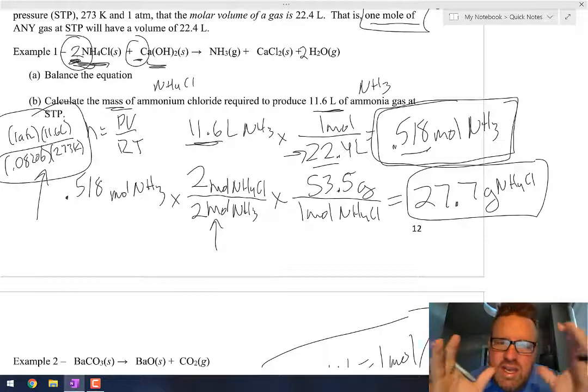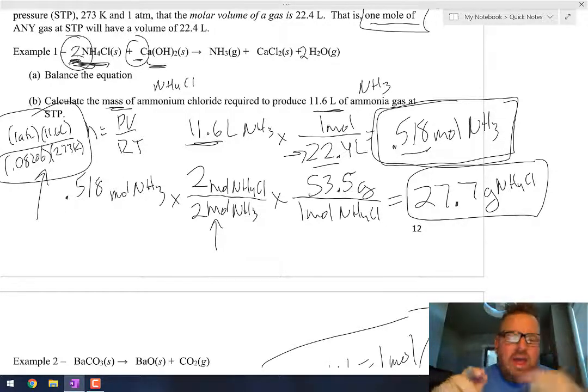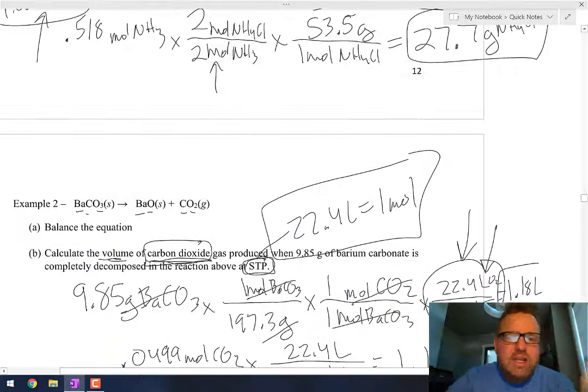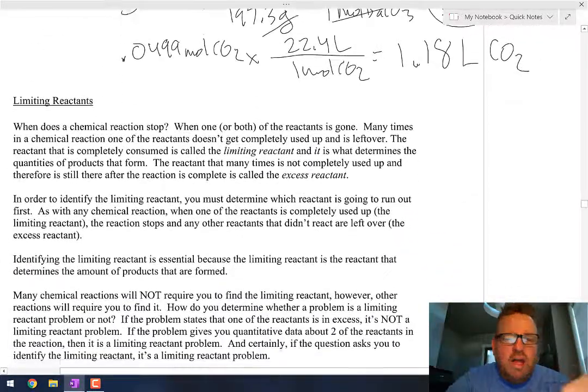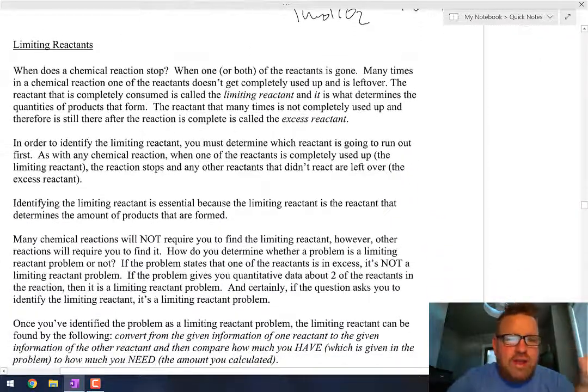Okay, just like in any chemical reaction, a chemical reaction happens and continues to happen until one or both of the reactants is gone. Okay, and so a lot of times in a chemical reaction, most times in a chemical reaction, one of the reactants doesn't get used up all the way. And what happens to that reactant? Nothing. It's just still there in the reaction mixture.